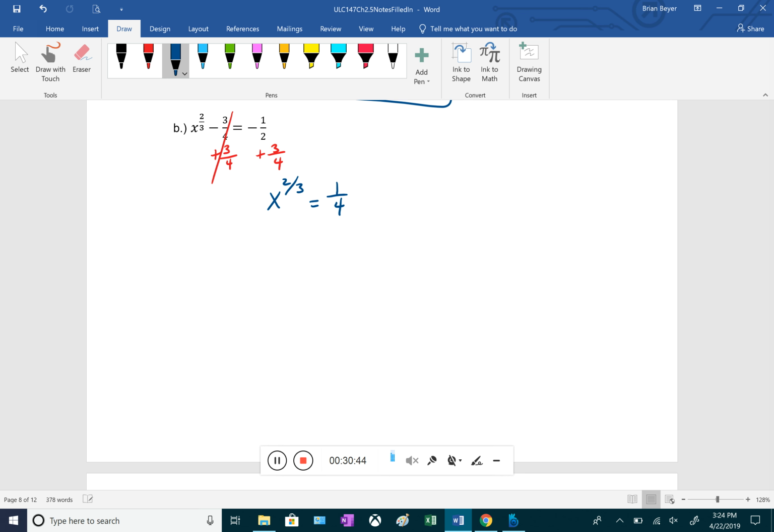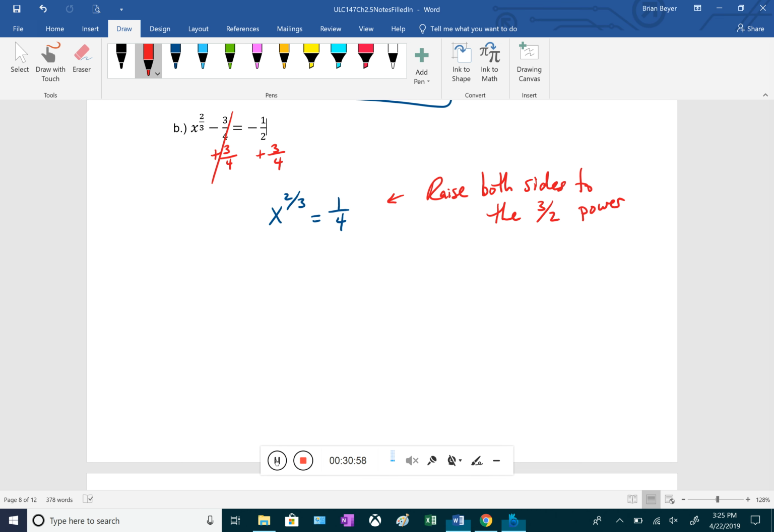And now we're going to raise both sides to the reciprocal of 2/3, which is 3/2. Okay, and then it's also important to note that this numerator in the exponent is even. So that's going to give us a plus or minus answer. So raising both sides to the 3/2, it's going to cancel x to the 2/3. It's going to be left with an x. And we're going to have plus or minus as an answer.